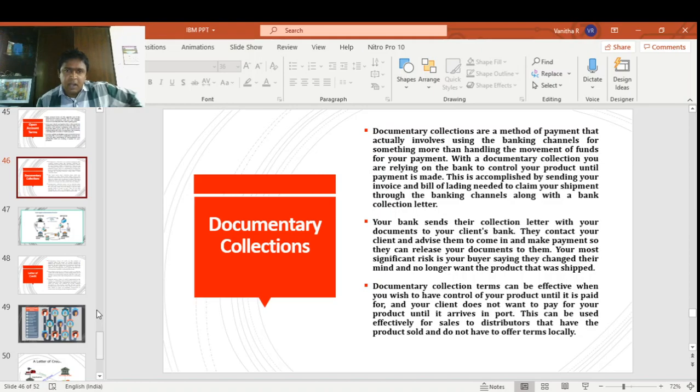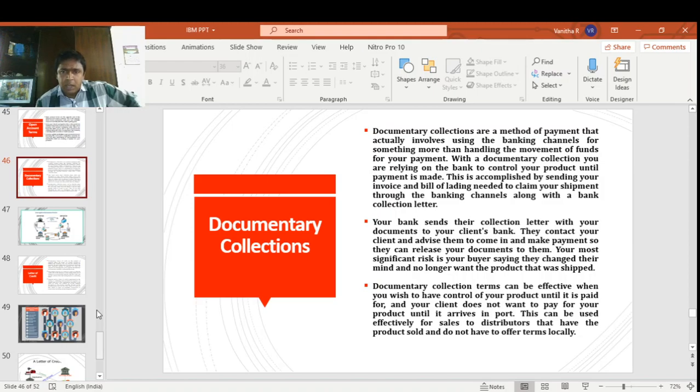Then the second scenario is your bank sends their collection letter with your documents to your client's bank. They contact your client and advise them to come in and make payment so they can release your documents to them. Your most significant risk is your buyer saying they changed their mind and no longer want the product that was shipped.